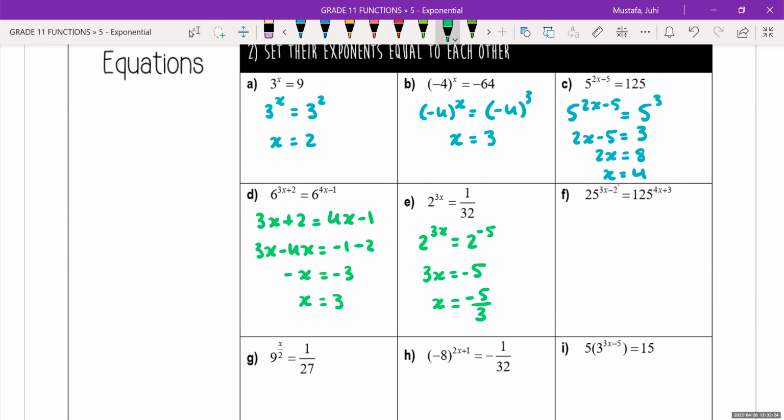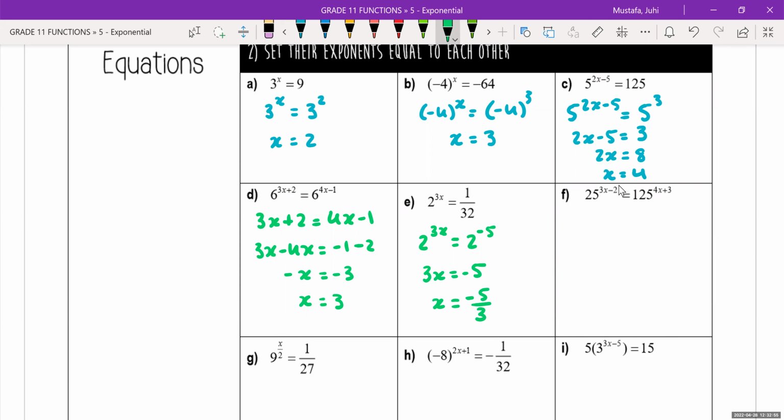Okay, question F. For question F, we actually have to do 2 steps because we have a 25 as a base. Can we change 125 to be a base of 25? Can we? Like 25 to the power of what is 125? You're thinking of 5 to the power of 3. So you said exactly what I was looking for. We can't change both of these to be 25s, but we can change both of them to be a base 5. So sometimes you are required to change both of the bases, like in this example.